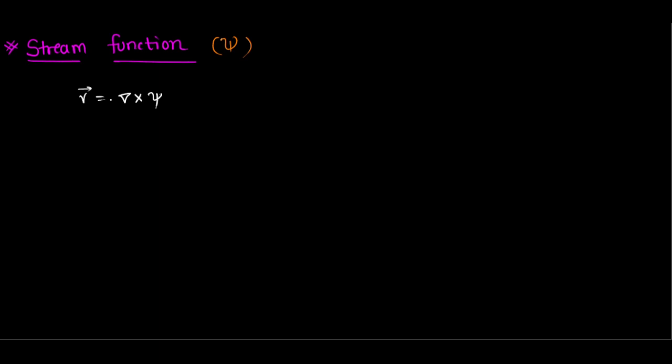And talking about the physical meaning of the stream function, as I told before, it will give you the streamline equation, the streamline diagram or flow, and the tangent at any point on that particular streamline will give you the direction of velocity of the fluid particle. So that's what the physical meaning is.